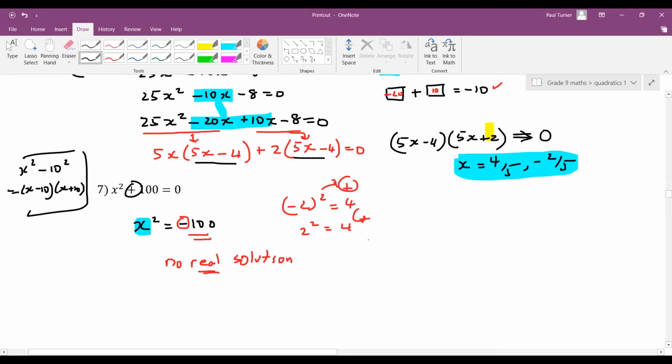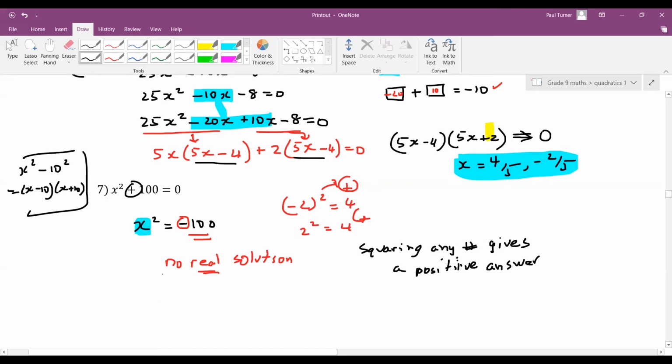So I'll write that here: squaring any number gives a positive answer. Positive answer.